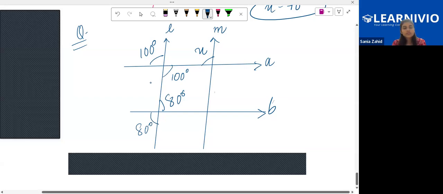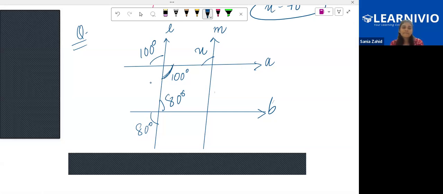Then what difference does it make? Does it make any difference? No. Then, okay, you have 100 degrees over here. Still, you have to find x. What is x? Equal to 100 minus 80. Why?